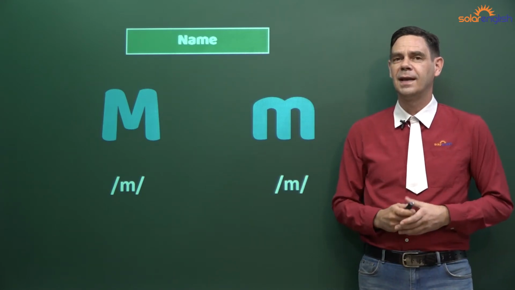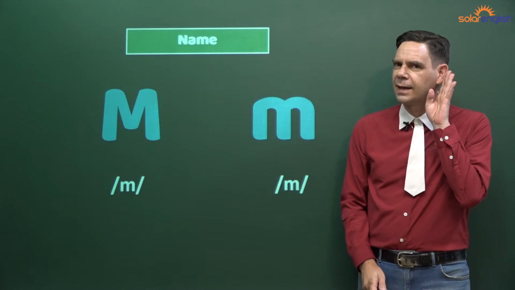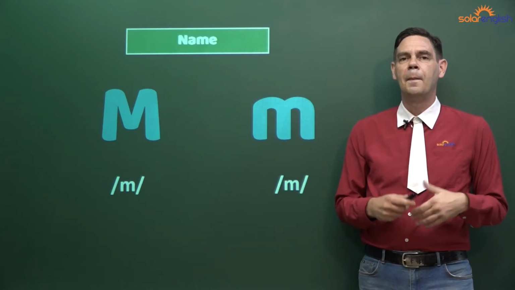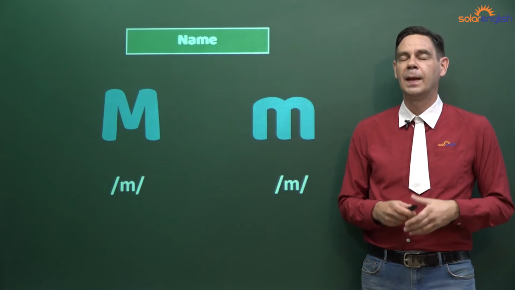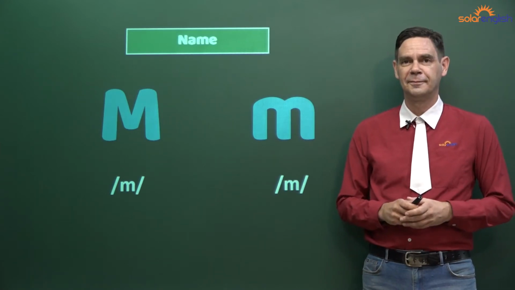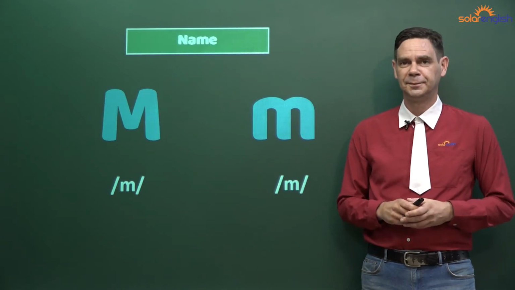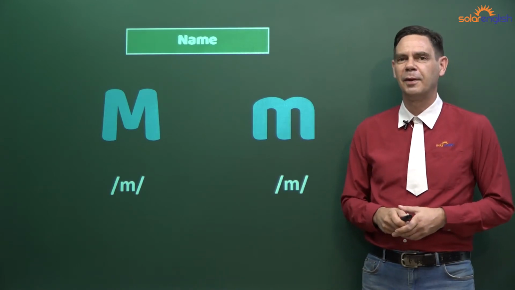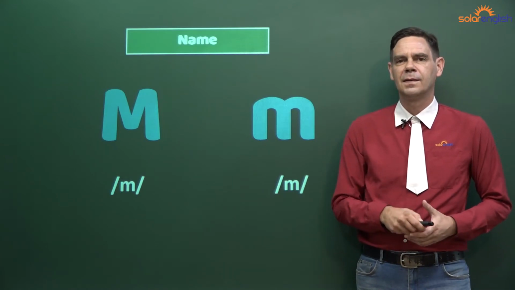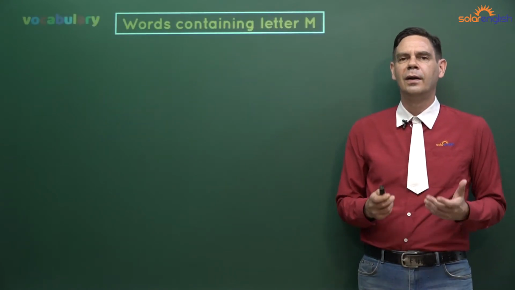The name is M, but it sounds like M. So it's just a M sound. M. Everybody say M. M. Excellent. Great job, everyone. Now we're going to see it in some words. So let's go ahead and look at our vocabulary.